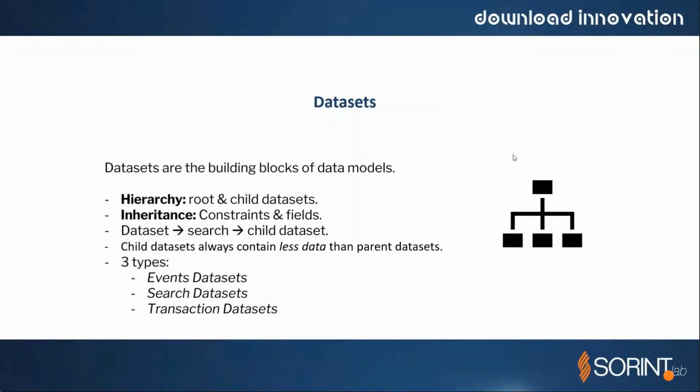There are three types of datasets. Events is the most basic one; we just build a constraint with key value pair searches. Search datasets, in which we can customize the search. And transaction datasets, in which we can only use searches built up of transactions.